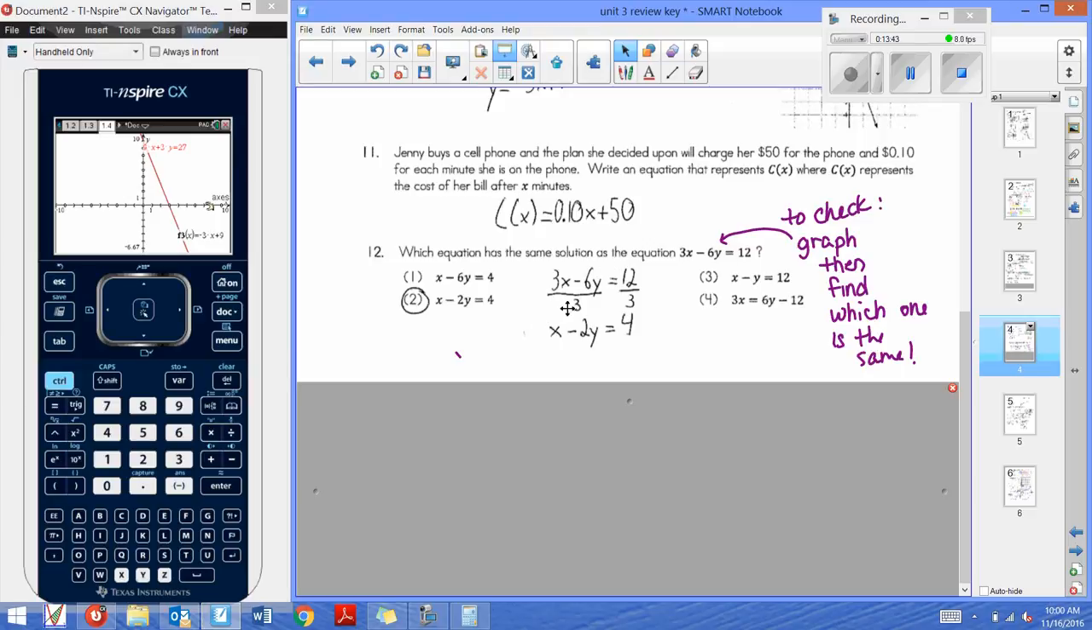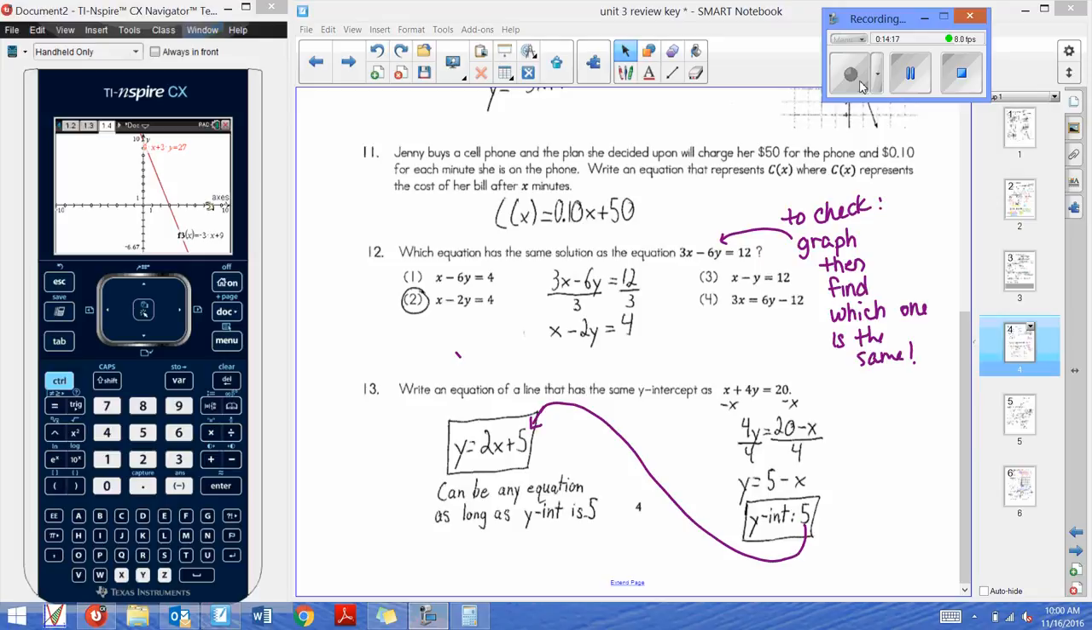And we're going to just take our equation and manipulate it to make it look like one of our answer choices. In this case, we had to divide every single term, so 3x minus 6y equals 12, all by 3, to show that these two are the same. But if you graph 2 and 3x minus 6y equals 12, so x minus 2y equals 4 is what I mean by 2, these two equations will look exactly the same, where if you graph 1, 3, and 4 with the 3x minus 6y equals 12, they would all look different.